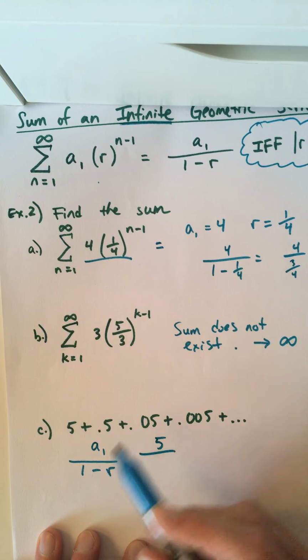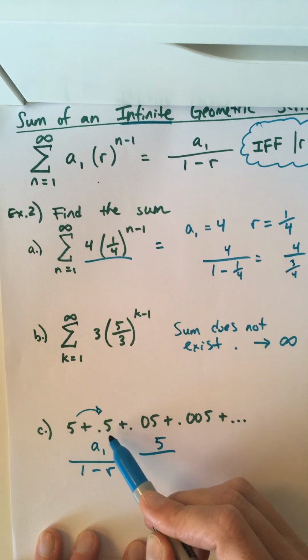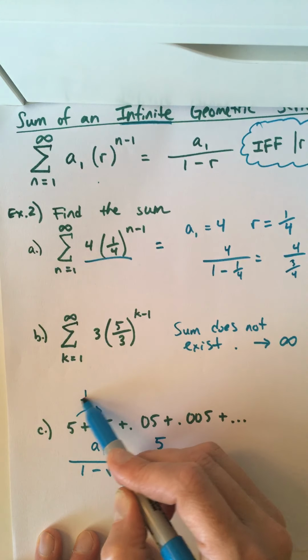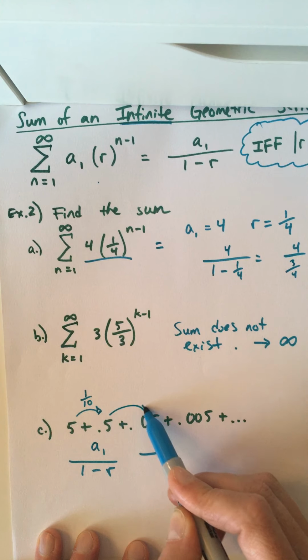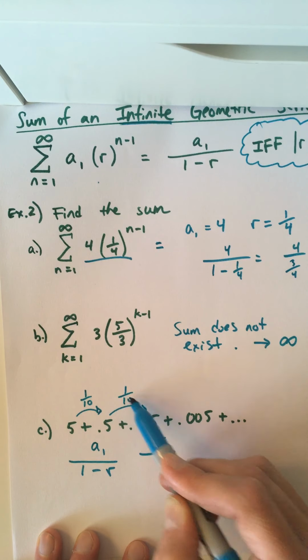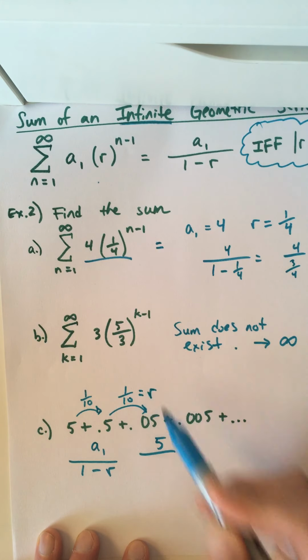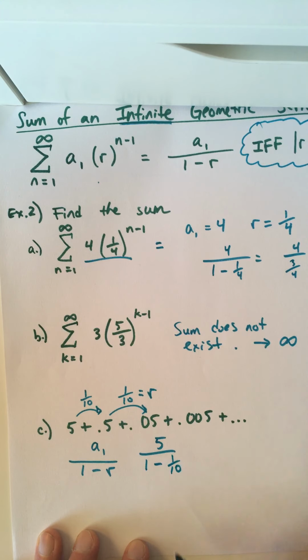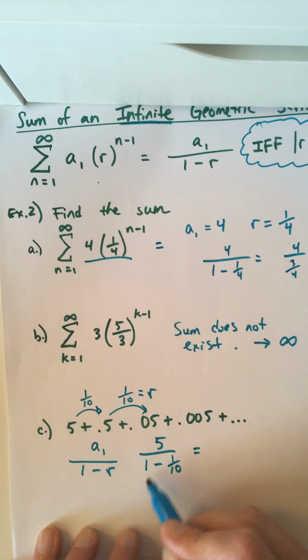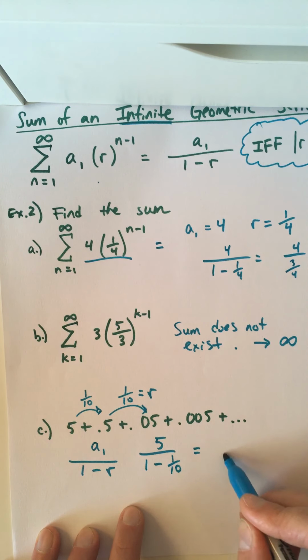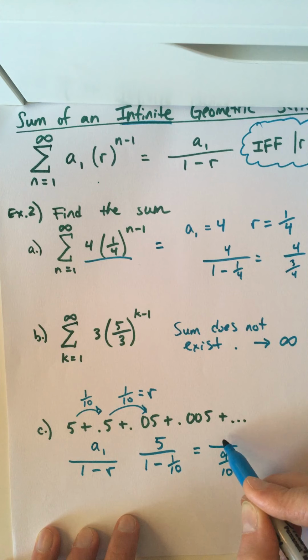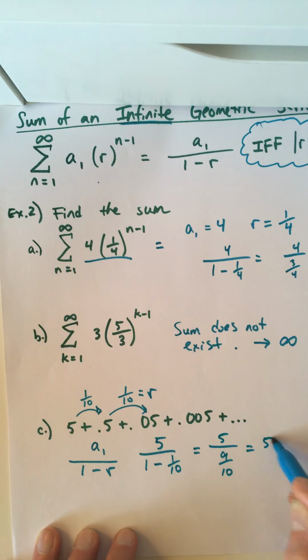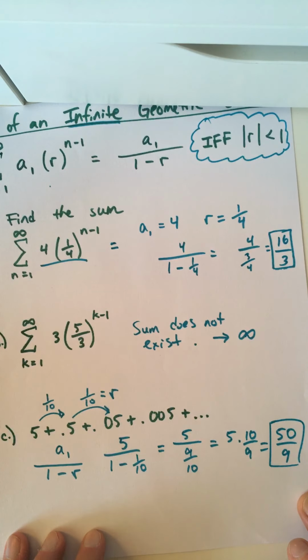And the common ratio, well, if we think about the pattern, to go from 5 to 0.5, we're multiplying by 1/10. And to go from 0.5 to 0.05, again, we're multiplying by 1/10. So 1/10 is our common ratio. 1 minus 1/10. So we can think about 1 equaling 10/10. 10 minus 1 is 9, 9/10. And then if we multiply by the reciprocal, we get 50/9 as our sum.